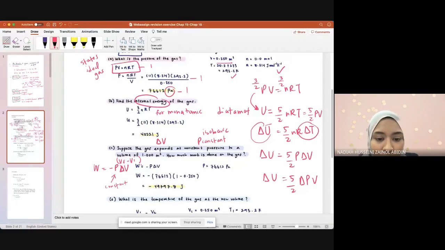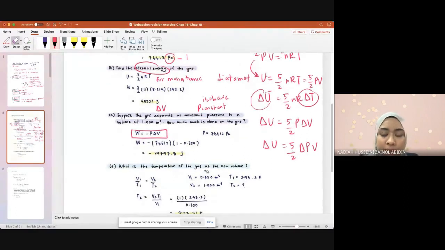Okay, so remember your equation ni ada negative sign. I always forget to put the negative sign. So please do not be like me. Please have the negative sign, okay? So that is the right way to do it.